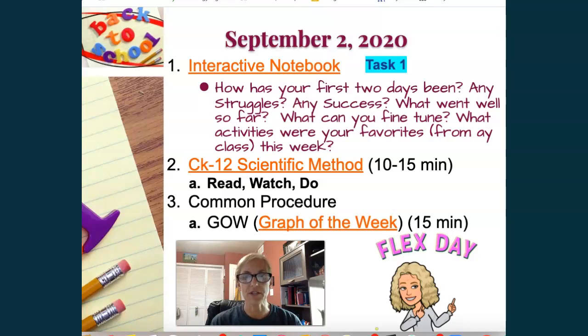Then we're going to do some online learning through the CK12 Science website, and it's about the scientific method. It's a read, watch, and do. So there's reading, videos, and something to do. And then we're going to end with a common procedure that we have. Scientists use graphs all the time, so let's start working with graphs. We're going to have a graph each week.